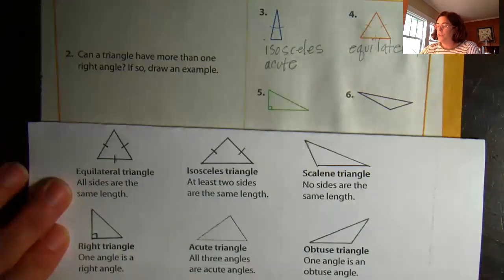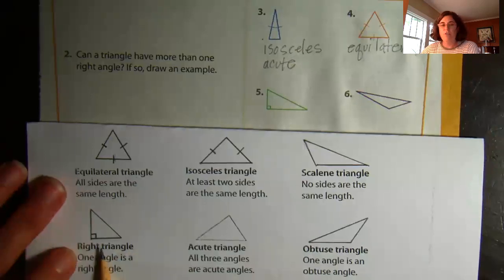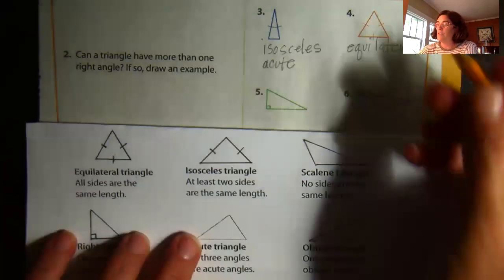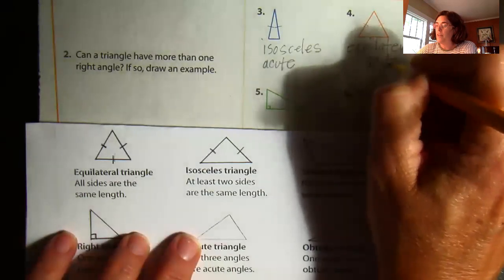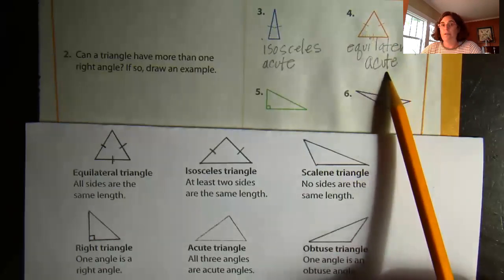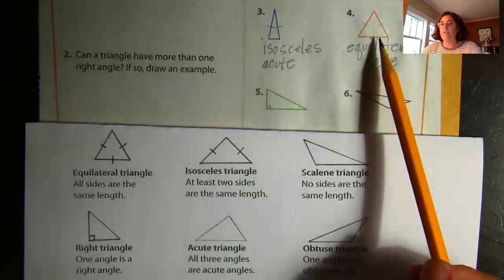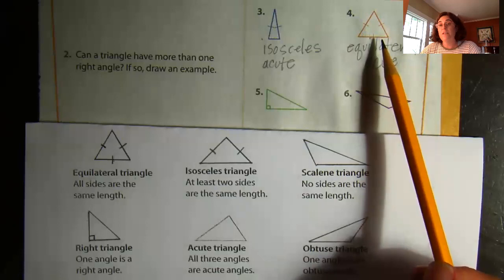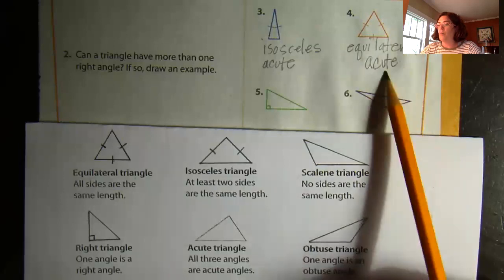And now let's take a look. Does it have a right triangle symbol? No. Are all three angles smaller than 90 degrees? It looks like it. Do we have any one angle that's an obtuse angle? No. So this is an equilateral acute triangle. And I'll give you a hint, my friends. Equilateral triangles are always acute, always. So you can't make an equilateral triangle that's obtuse because one of your sides would have to be longer. And you can't make it right because, again, one of your sides would have to be longer. So equilateral triangles are always acute.